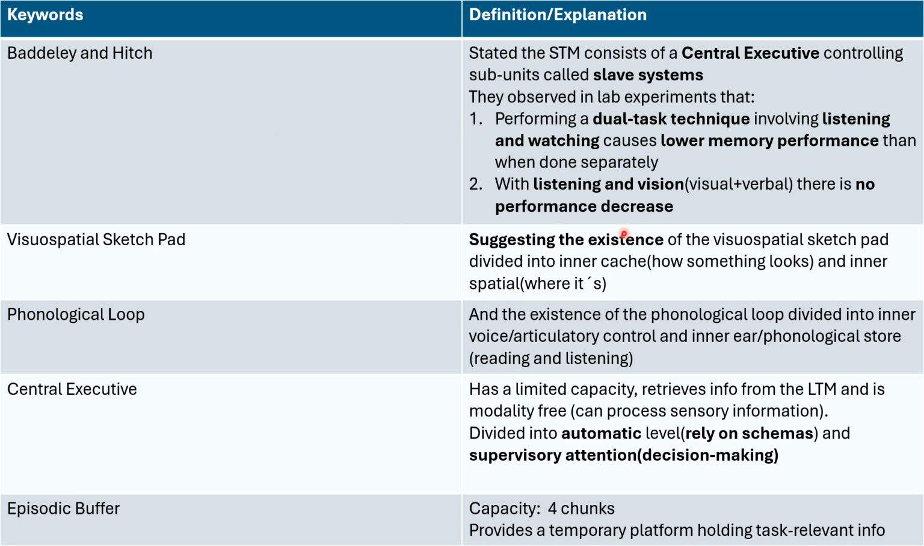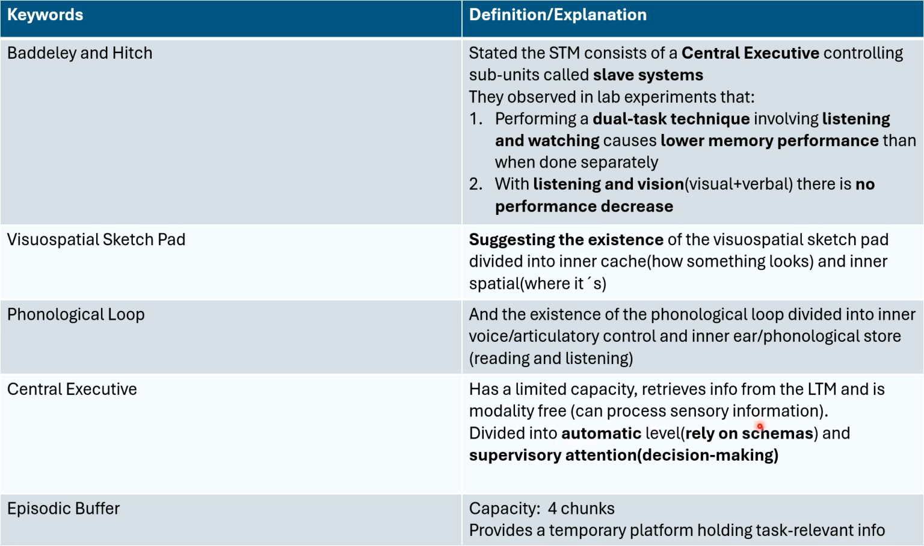Baddeley and Hitch observed through lab experiments that when performing a dual task technique, so think dual, two tasks at the same time, in this case listening and watching, it causes lower memory performance compared to listening alone or watching alone. With listening and vision involving visual plus verbal, so I suppose that's seeing and also having some text to read out in your mind, there is no performance decrease in this case, and this suggests the existence of the visual spatial sketchpad and the phonological loop.